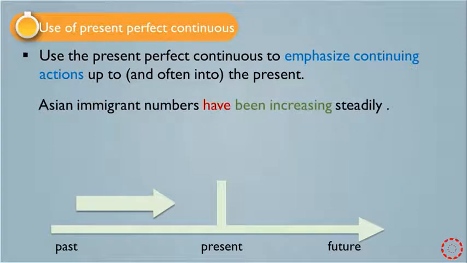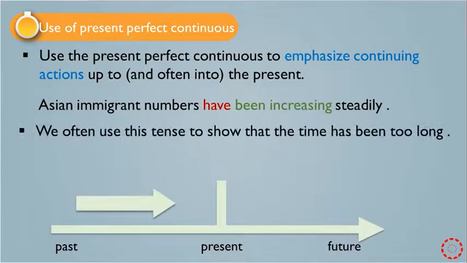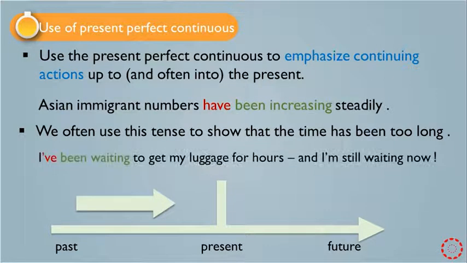Look at this example. Asian immigrant numbers have been increasing steadily. And also, we often use this tense to show that the time has been too long. Look at this example. I have been waiting to get my luggage for hours, and I am still waiting now.